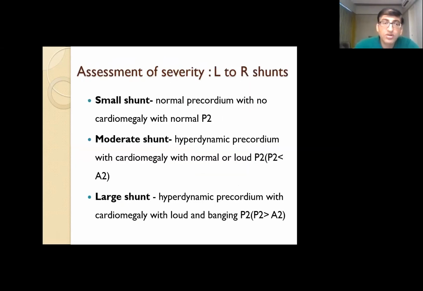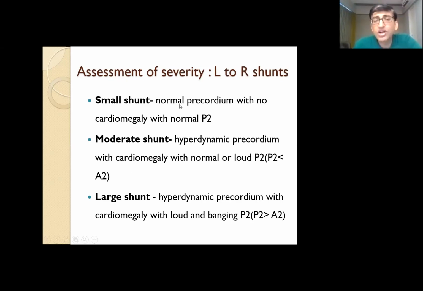Now, how are you going to clinically assess the severity of the shunt? Now I told you it's an ASD. Now I told you it's a VSD. Whether that ASD or VSD is large, moderate or small, how are you going to make out clinically? There is a simple rule applied to all three: ASD, VSD or PDA.